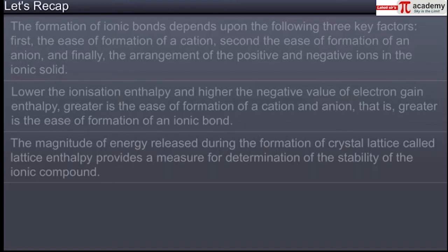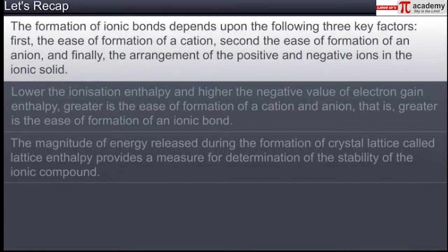You have now reached the end of this module. In this module, you learned that the formation of ionic bonds depends upon the following 3 key factors. First, the ease of formation of a cation. Second, the ease of formation of an anion. And finally, the arrangement of the positive and negative ions in the ionic solid.